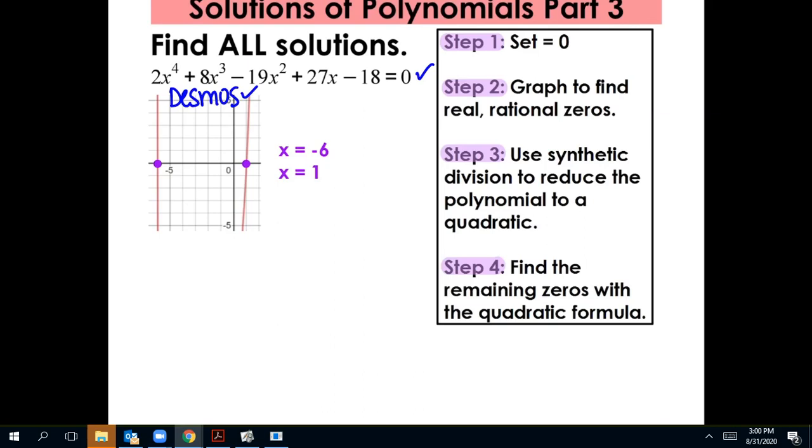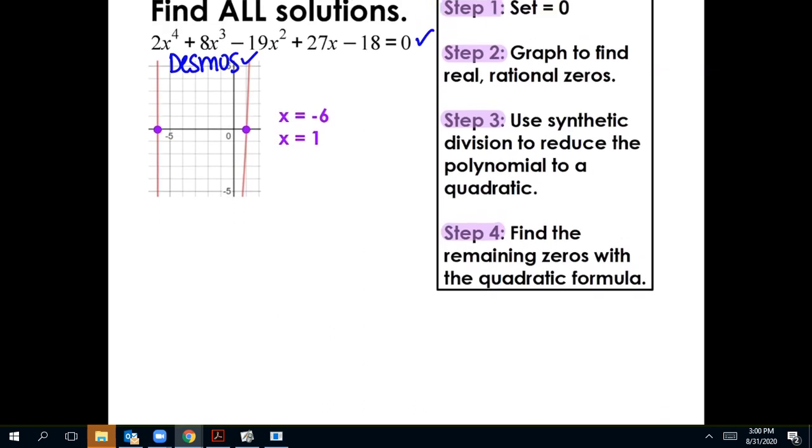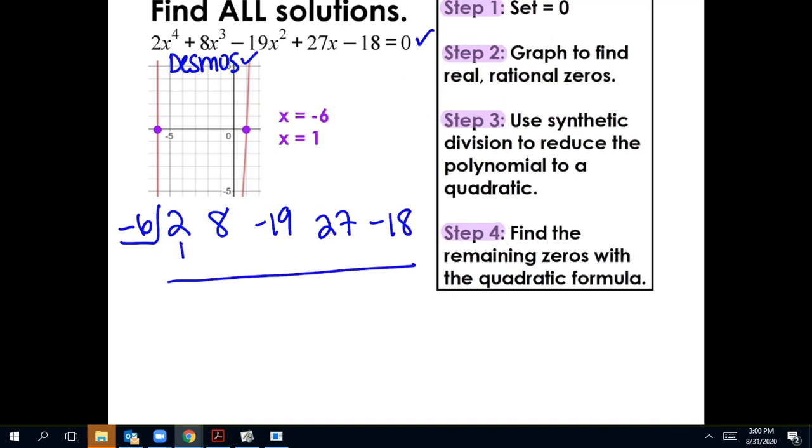Step 3, use synthetic division to reduce the polynomial to a quadratic. So what that means is I start with my root -6. I had to start with this one because it's first. You can start with either one. And then we list the coefficients. So 2x to the 4th, 8x to the 3rd, -19x squared, 27x, and -18. And then I bring down the leading coefficient and do synthetic division like we learned last class. So bring down the 2, multiply, add, multiply, add, multiply, add, multiply, add.